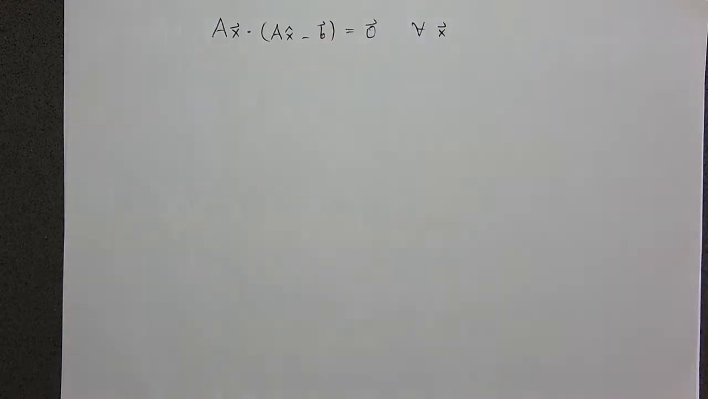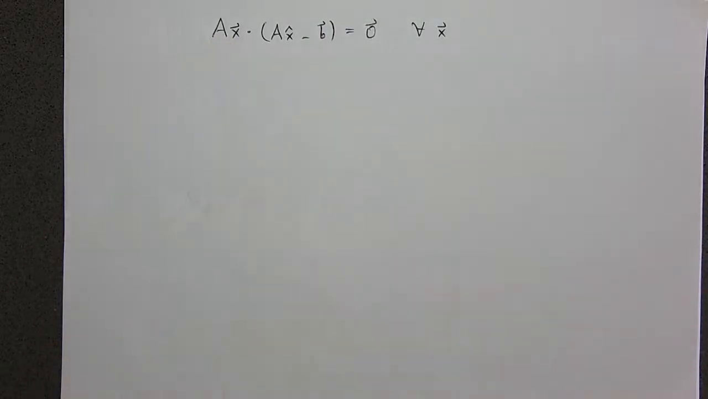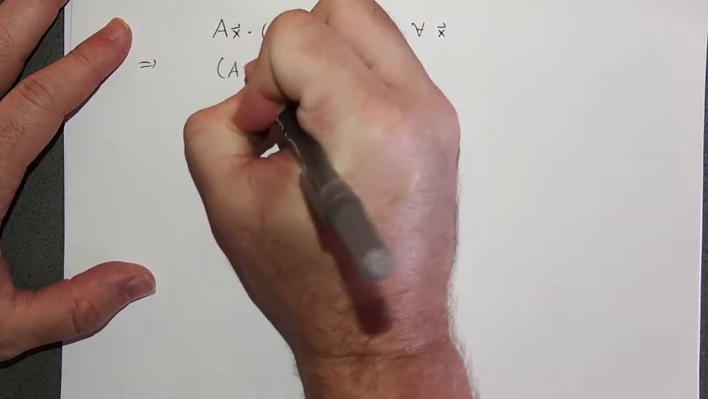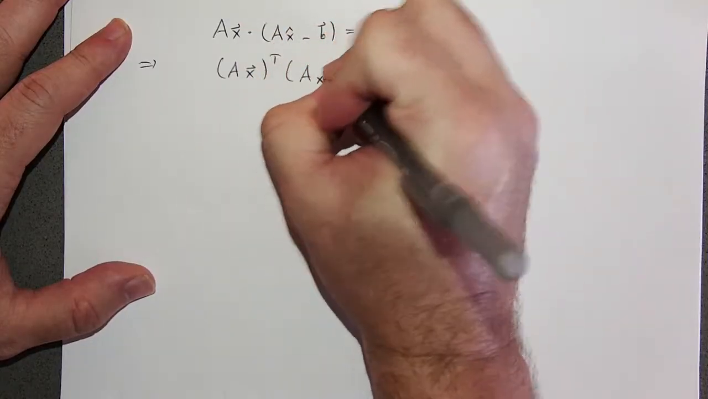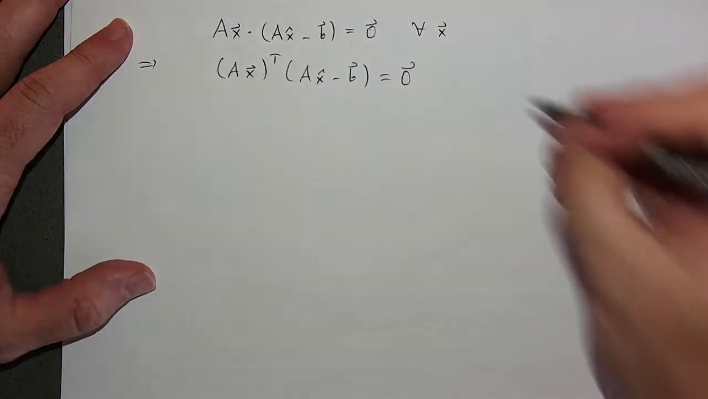Dotting, of course, I know what the dot product is, but you can write the dot product as matrix multiplication, right? A way of writing the dot product as matrix multiplication is transposing the thing you're dotting and then multiplying it as matrix multiplication. And so a way of writing this instead is (Ax) transpose times (Ax hat minus b) is equal to 0. And this is true for all x.